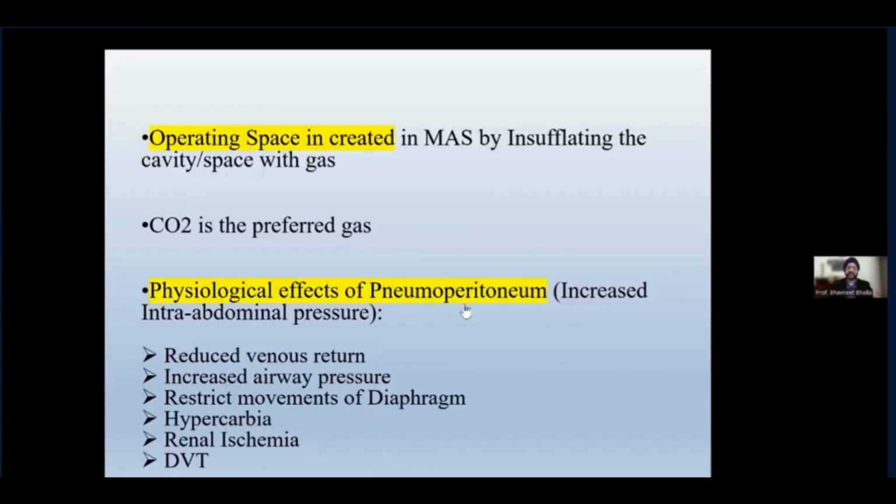This is going to increase the intra-abdominal pressures. This will hamper the venous return. This can restrict the movements of the diaphragm. It can lead to hypercarbia, renal ischemia, increased stagnation and pooling of the blood in the peripheries, leading to DVT. So these are all physiological issues related to creation of a pneumoperitoneum. And without pneumoperitoneum, we cannot operate.